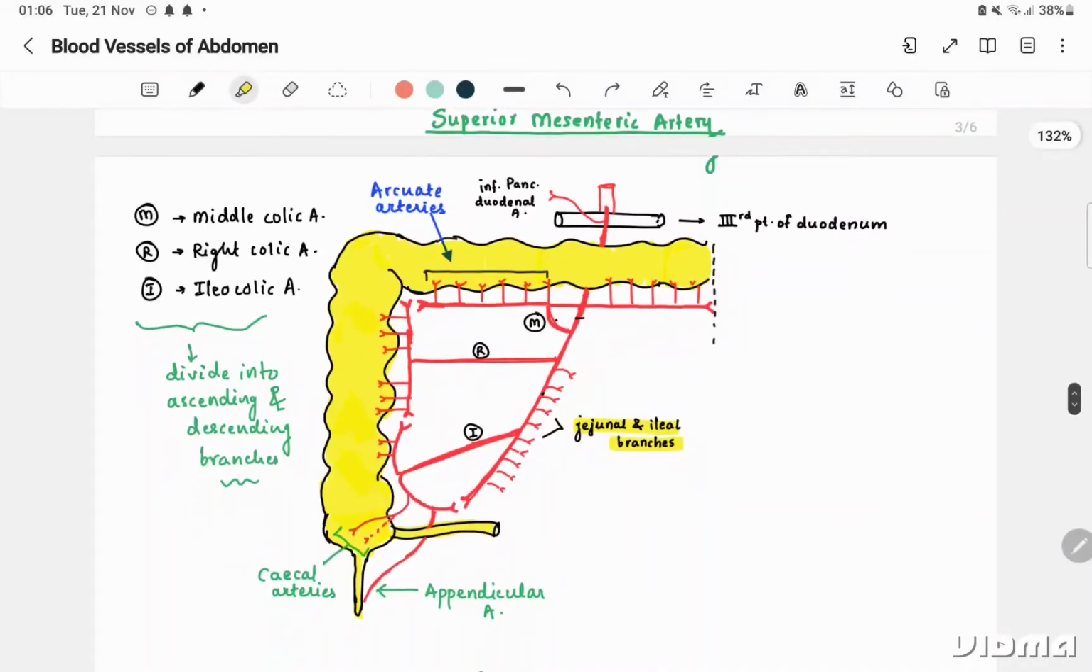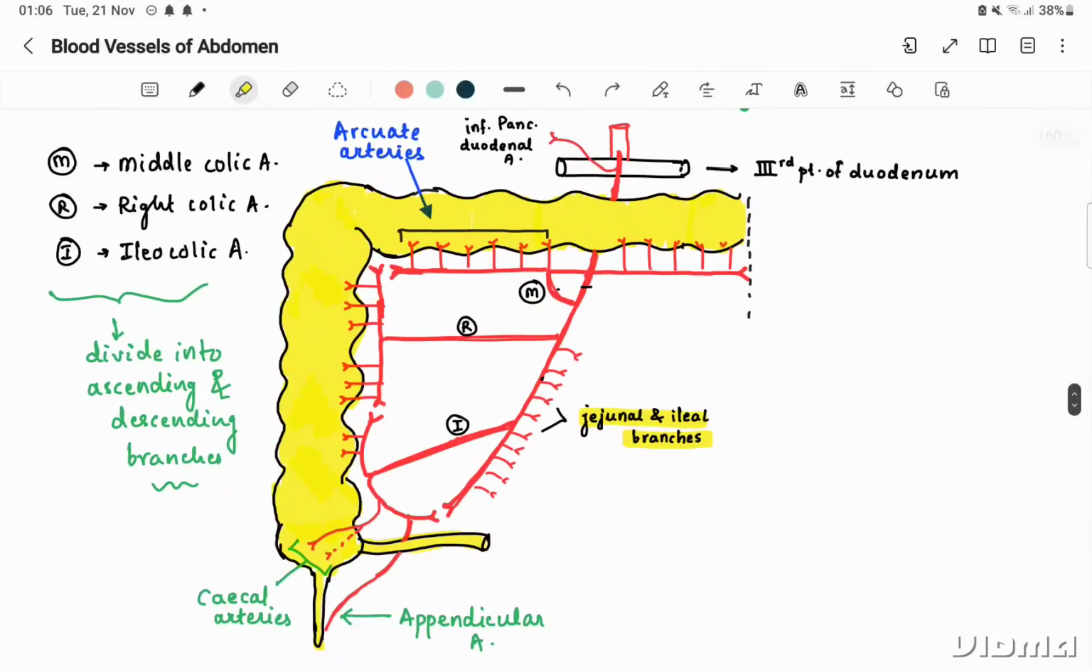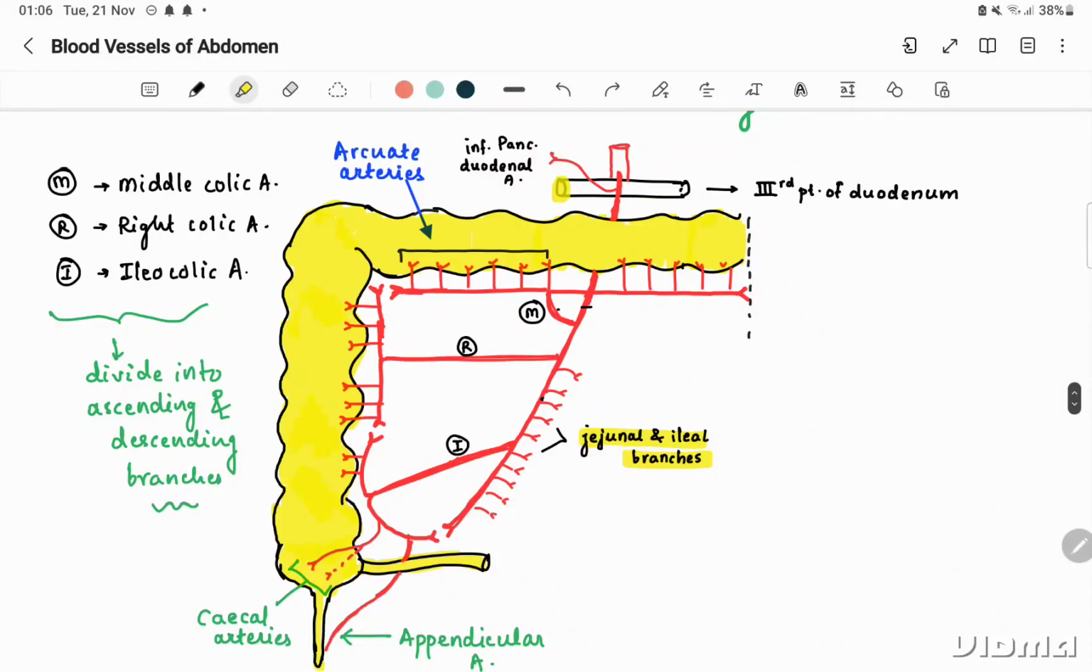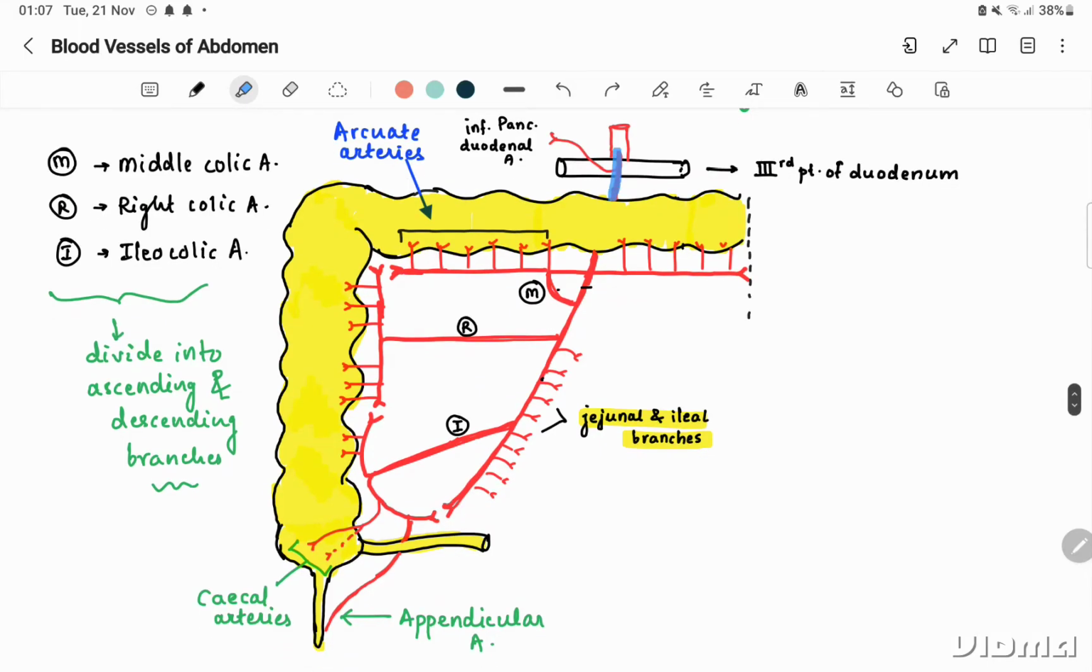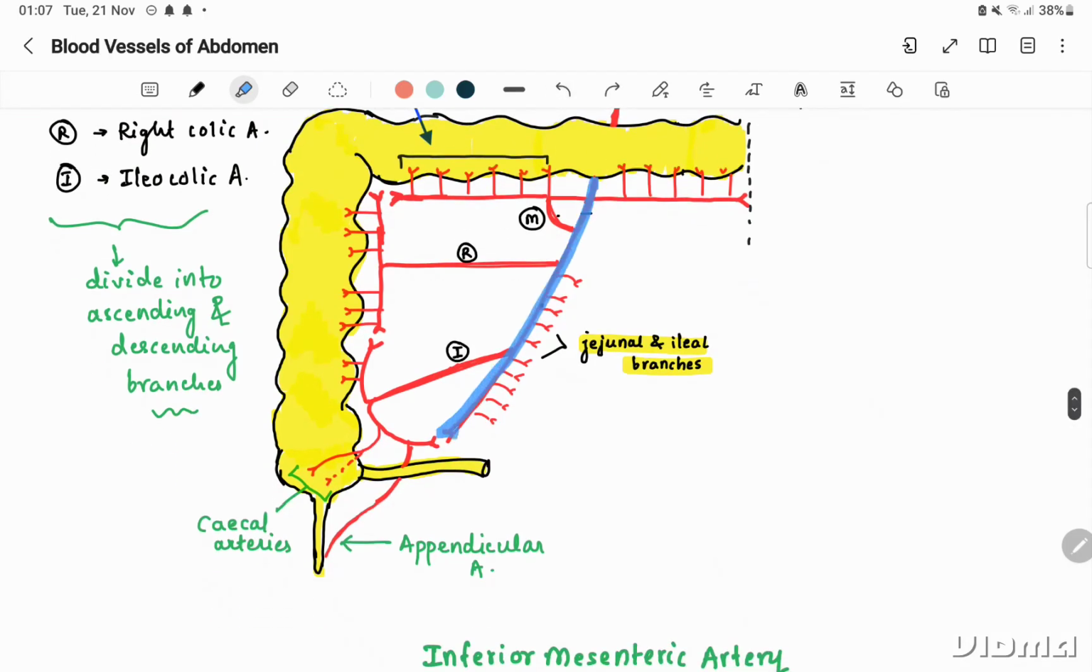So talking about the blood supply, you can focus on this part. This is the third part of the duodenum, and here we have the artery, the superior mesenteric artery, and it also gives a branch, the inferior pancreatico-duodenal artery, which will go back and supply the pancreas and part of the duodenum. So it comes back. The artery arises and goes on like this, giving many branches, the jejunal and ileal branches, supplying the small intestine.